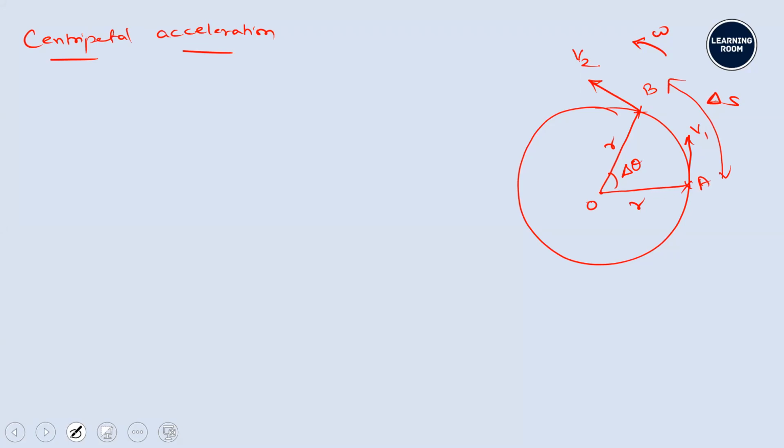Now, there comes an important question that we need to answer. If I call O to A as R1 vector, such that the magnitude of R1 vector is R only. Similarly, from point O to B, if I call this as R2 vector, such that the magnitude of R2 vector is also R only. Reason being, OA and OB represent the radius of the circle.